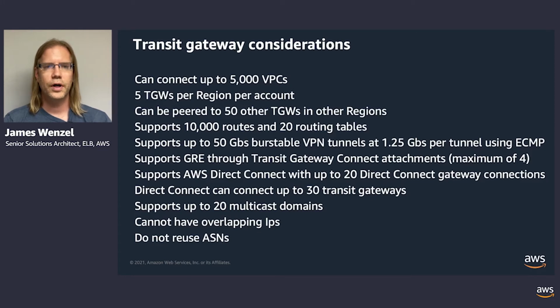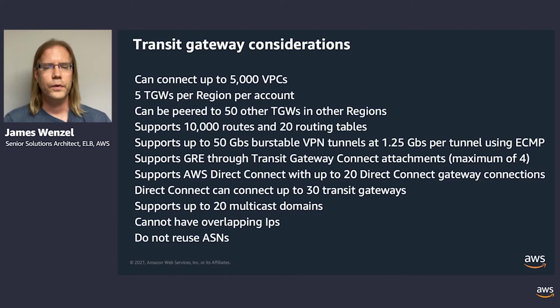Each of them can support up to 10,000 routes and has the ability to start with 20 routing tables. Because remember, every association can only be done once, but your propagations can happen multiple times. So you want to have a good routing strategy as to how you want your packets to flow when you're setting up a transit gateway.